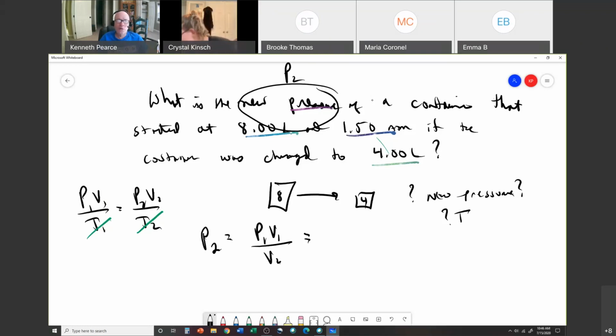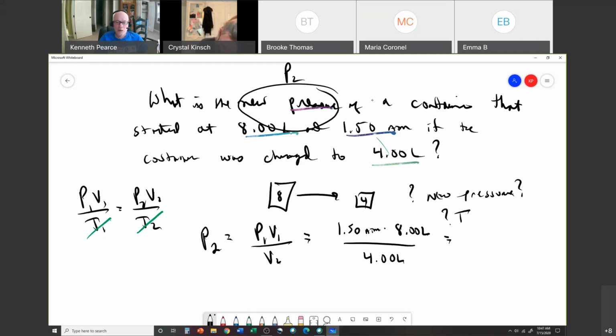So what do we have here? We got P1. Where's P1? P1 is 1.50 ATMs. What's V1? V1 is 8.00 liters. What's V2? Well, that would be 4.00 liters. That's V2.